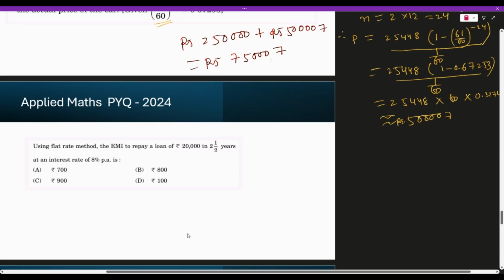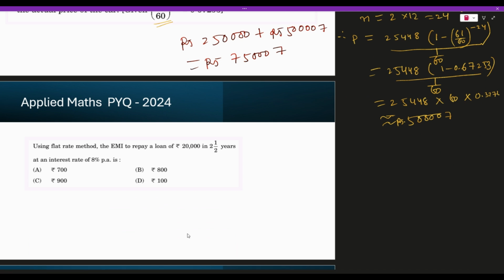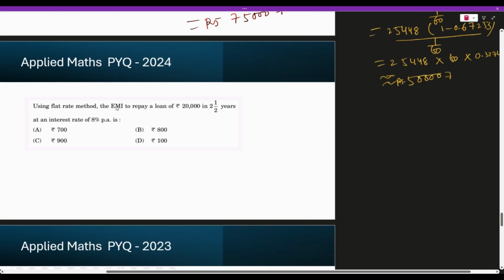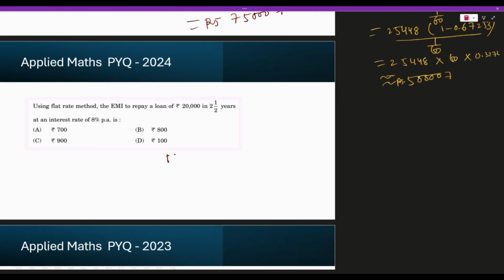Using flat rate method, find the EMI to repay a loan of 20,000 in 2.5 years at an interest rate of 8%. The formula you know for this, you write, this also came in 2024: P into (1 + n i) divided by n, isn't it? P is how much? 20,000.